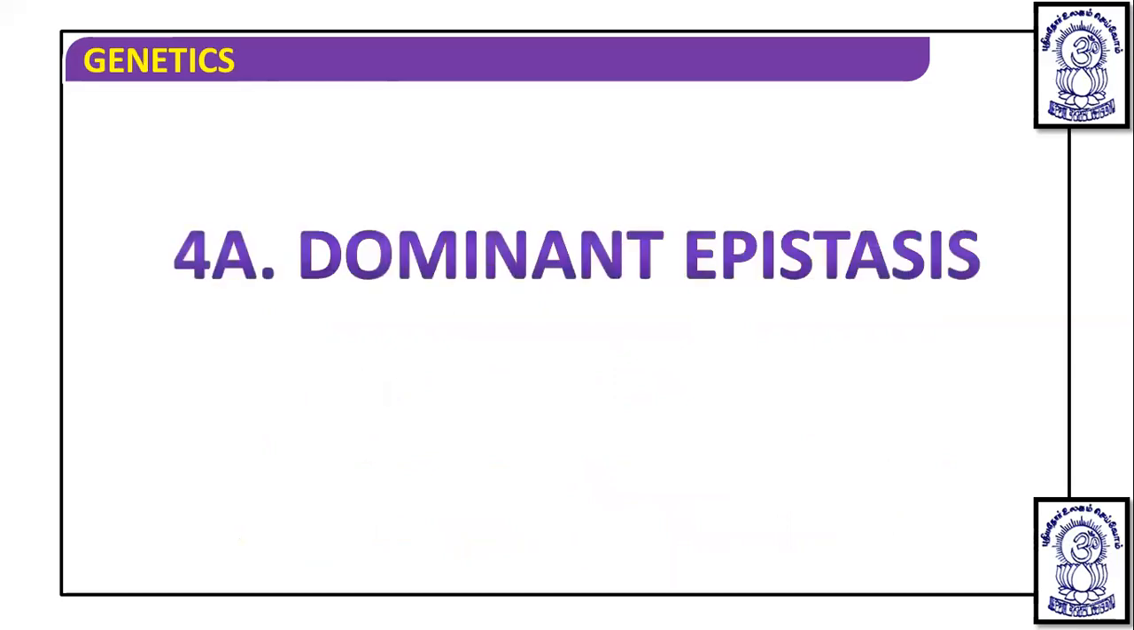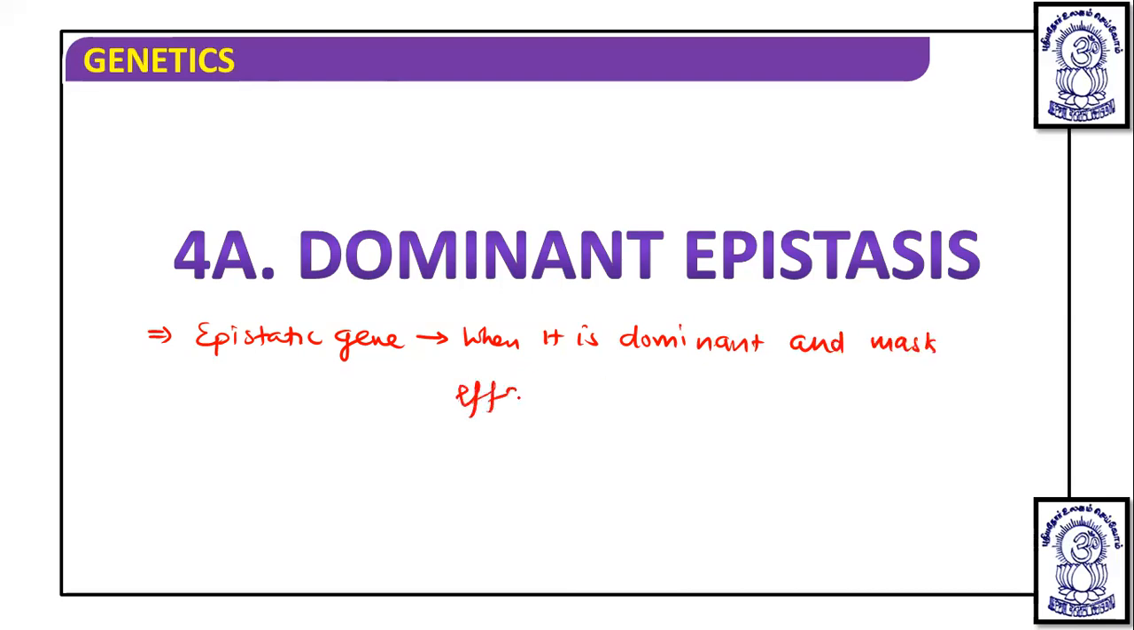First, we are going to talk about dominant epistasis. So what do we mean by dominant epistasis? Dominant epistasis means when the epistatic gene is dominant and masks the effect of another gene, then we can call it an epistatic gene.